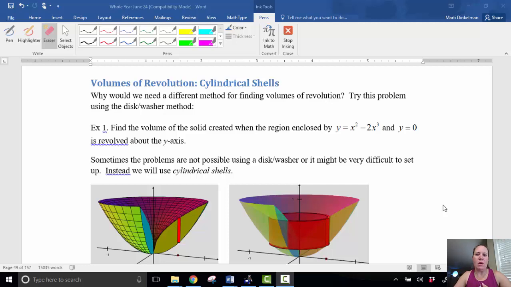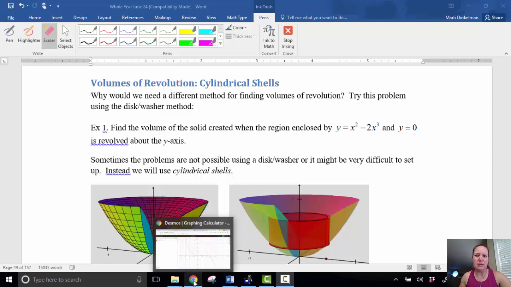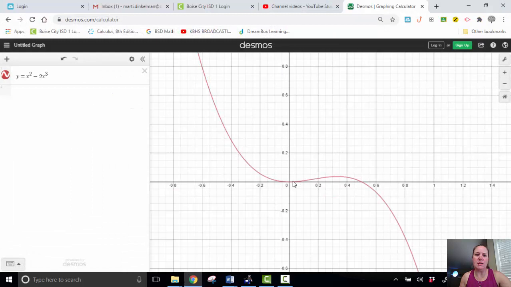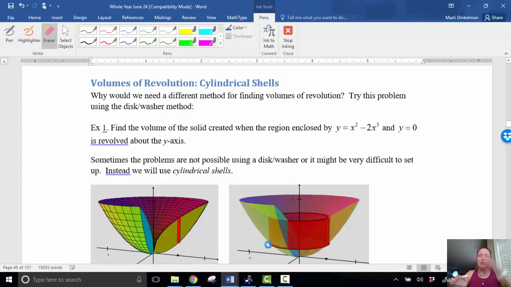If we think about what this graph looks like, and I did put it on Desmos real quick so we could kind of see x squared minus 2x cubed, and I'll show you how I would do it by hand. So we're talking about this little teeny tiny piece here above the x-axis, if I try to take that and rotate it. So let's make a picture for ourselves.